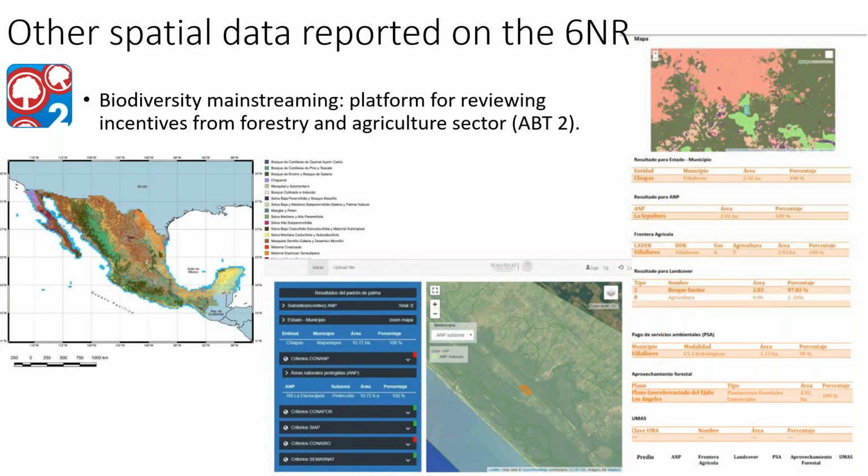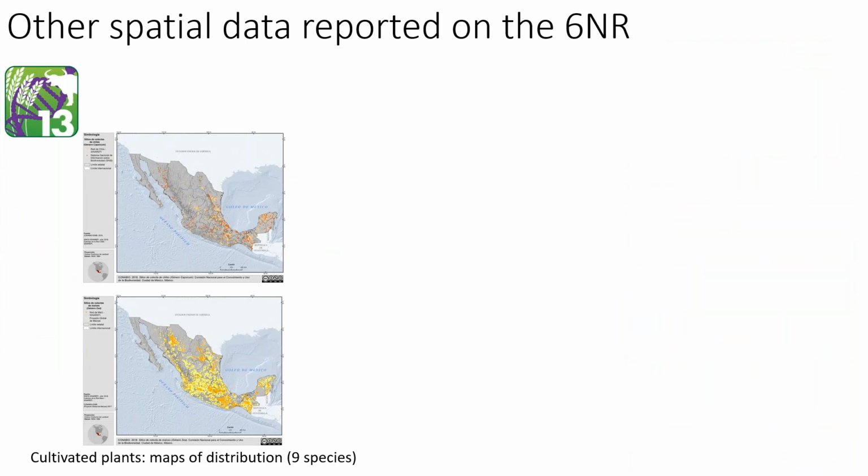And for example, if the polygon of the land units has a good natural condition, the subsidy can be promoted. But if the land units have a bad natural condition, the subsidy has to be eliminated. So this platform is very useful to check the viability of subsidy requests for sustainable uses or approaches for conservation. Next slide, please.